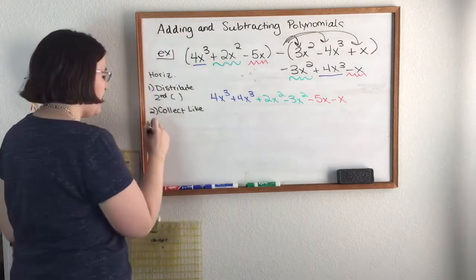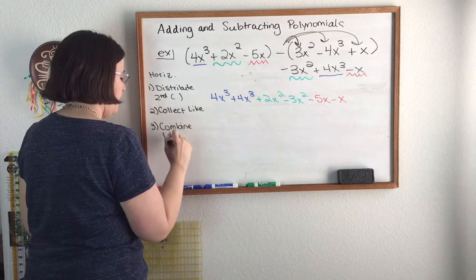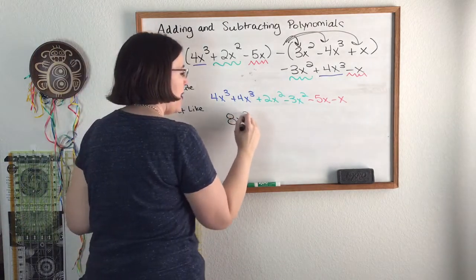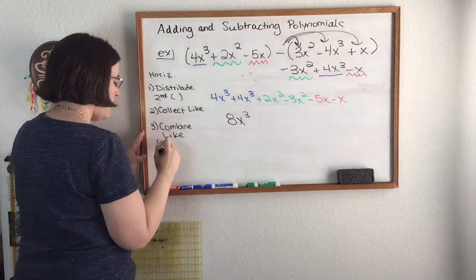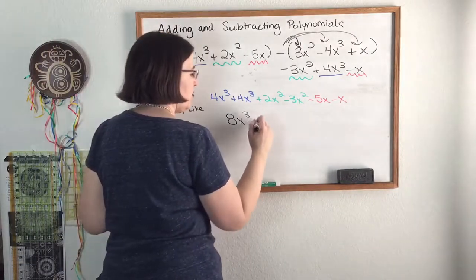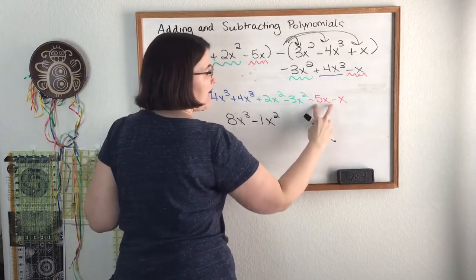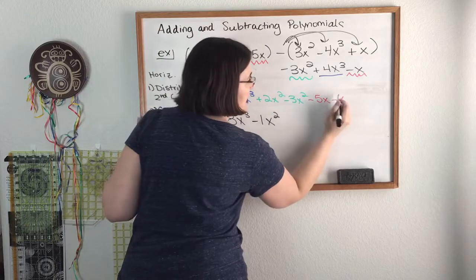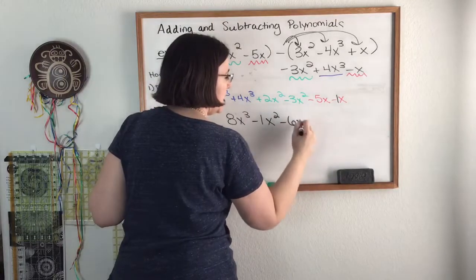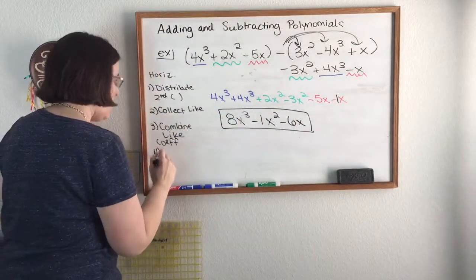All right, now that I have them, I'm going to combine my like terms. 4 plus 4 is 8. Remember, the coefficients only. There is still no power change. Now I have 2 minus 3, which is negative 1, and I keep my same power. And now I have negative 5. Now remember, this has an invisible 1 in front of it. That's 1x, so negative 5 minus 1 is negative 6x. And that's my answer.